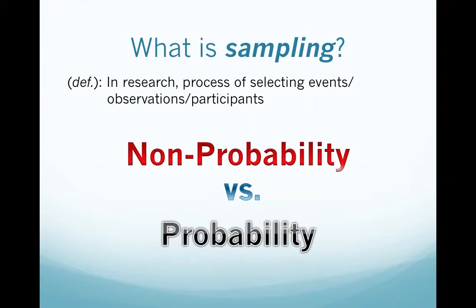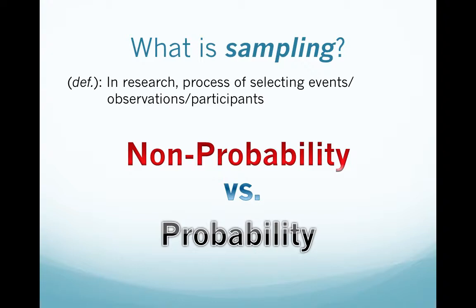Non-probability sampling is an approach in which not all participants have the same chance of being included in the research study, and for each participant, the probability of them being included in the study is unknown. The other approach is called probability sampling. In probability sampling, all participants have the same known probability of being selected for a research study.